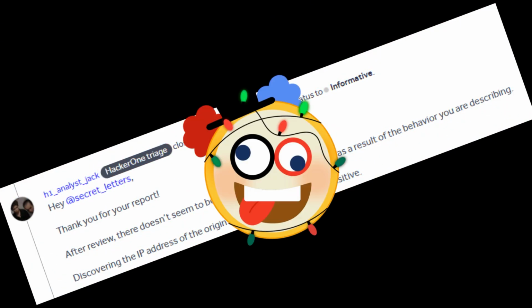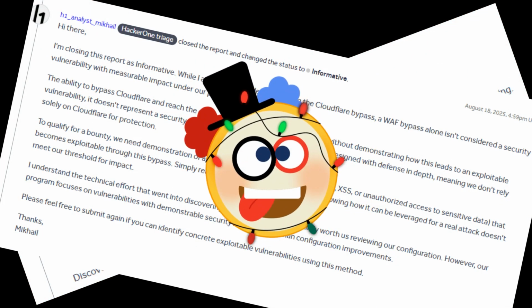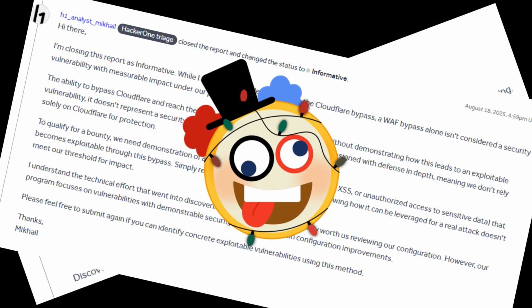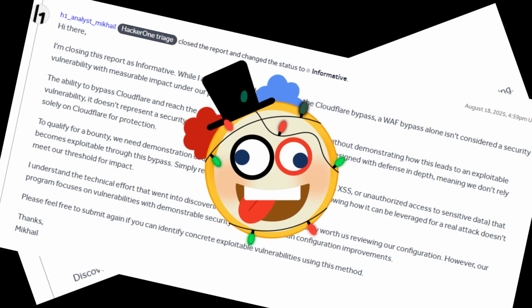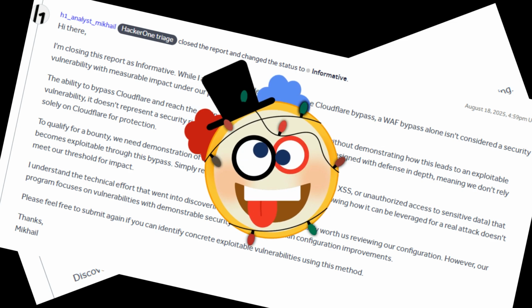Thank you for your report. After review, there doesn't seem to be any significant security impact as a result of the behavior you are describing. Discovering the IP address of the origin server is not considered sensitive. I'm closing this report as informative. While I appreciate you demonstrating the Cloudflare bypass, a WAF bypass alone isn't considered a security vulnerability. The ability to bypass Cloudflare and reach the origin server directly is interesting. It doesn't represent a security risk by itself. I understand the technical effort that went into discovering this bypass, and it's certainly worth us reviewing our configuration.